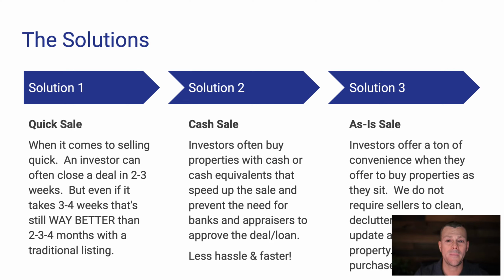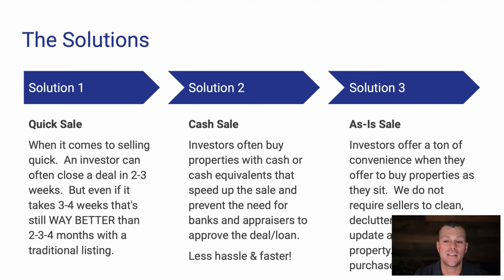So solution one, and again, there's lots and lots of solutions that we can offer to our sellers, but the main three solutions, I should say, are these three. And from experience, about 80 to 90% of the solutions that I've provided over the years to sellers fall into these three categories. So solution number one would be a quick sale. When it comes to selling quick, as an investor, we're going to be able to close this in 2 to 3 weeks. But even if it takes longer, 3, 4, 5 weeks, that's still way better than 2 or 3 or 4 months with a traditional listing.